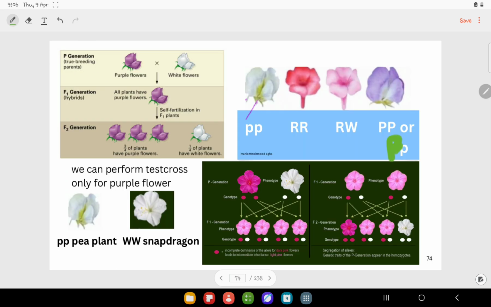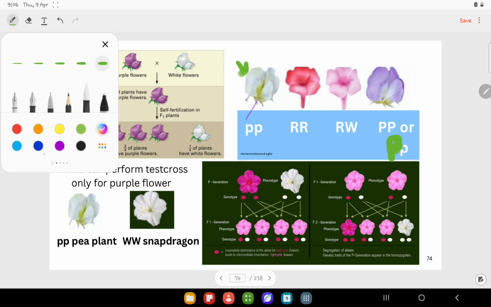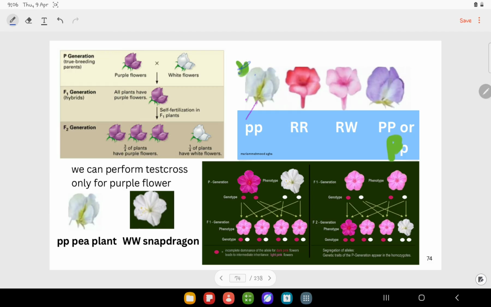As you can see here, please pay attention to these flowers. This type of flower is for what? This type of flower is the pea plant. This pea plant has a white flower, so it's P small. What about this one? This one that looks like that is the snapdragon, and for the snapdragon flower, the red one will be R capital, the pink flower will be RW. What about the white snapdragon? The white snapdragon looks like that, it's WW.